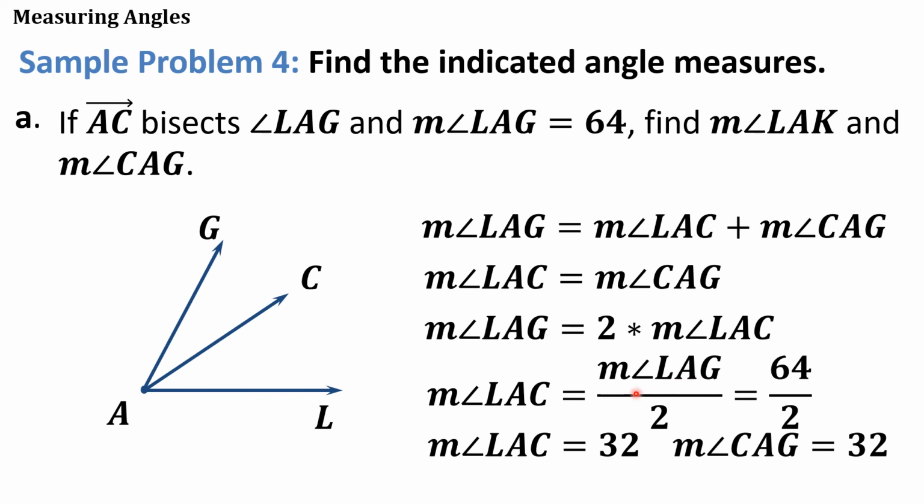What is going to be the distance here and here? Well, you just have to divide that 64 into two equal parts. And 64 divided by 2 is going to be 32. And that means that the angle GAC is going to be 32 degrees and the angle CAL is going to be 32 degrees.